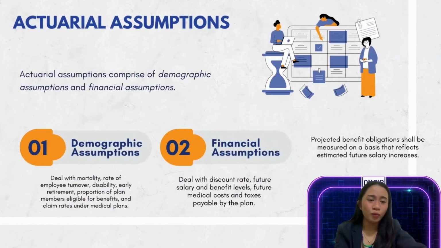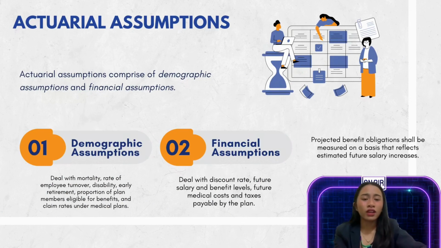Actuarial assumptions comprise demographic assumptions and financial assumptions. So, ano nga ba ang maaaring i-consider na actuarian para magkaroon ng pagbabago sa kanyang assumptions? So, una na nga rito ay ang demographic assumptions. So, ito ay katulad sa mga nagsisurvey sa atin and ito yung mga information about a specific thing. Yung mga personal background ng mga empleyado at tinitignan rin ito para makuha ang tamang assumptions ng projected benefit obligation.